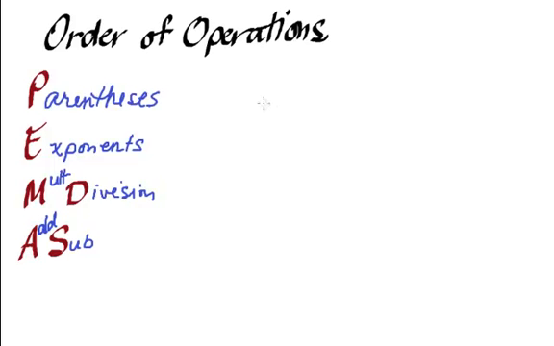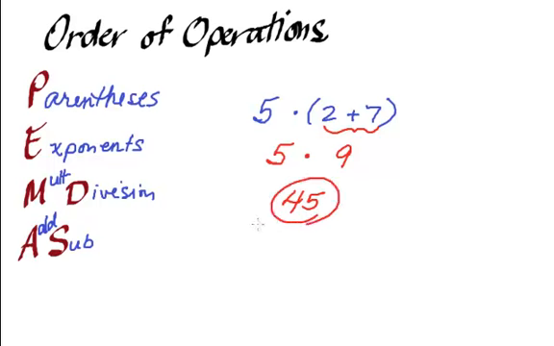So let's try one here. We have 5 times (2 plus 7). Now if those parentheses weren't there, we would have to do our multiplication first, because multiplication comes before addition. However, we do have parentheses here, so we have to do this work first. We have to do 2 plus 7 first, and that gives us 9. We have times 5, so we have 5 times 9. That gives us 45, and that's our final answer.